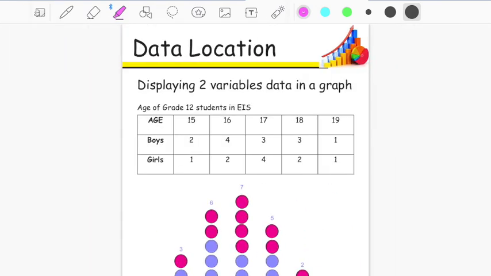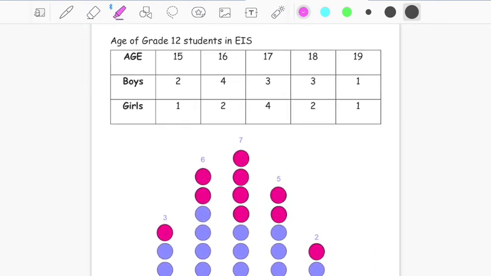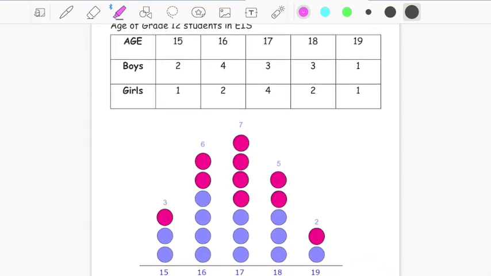Now I'm going to plot the dot plot out here. First, you can see that I'm talking about the 15 years old. So this is the 15 years old. I have 2 boys. This is my 2 boys, and 1 girl. This is my 1 girl. See, I even wrote the key down here.